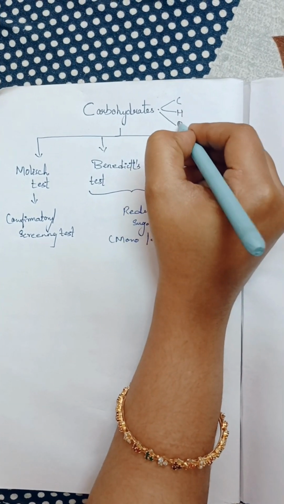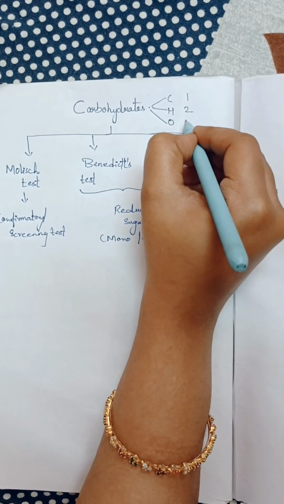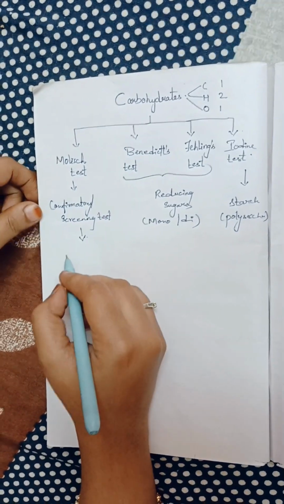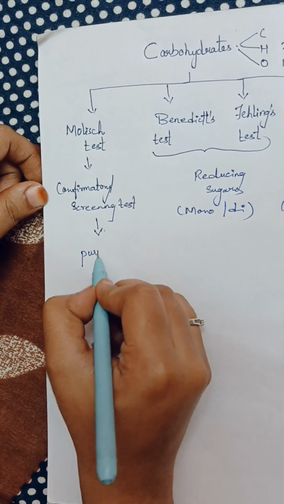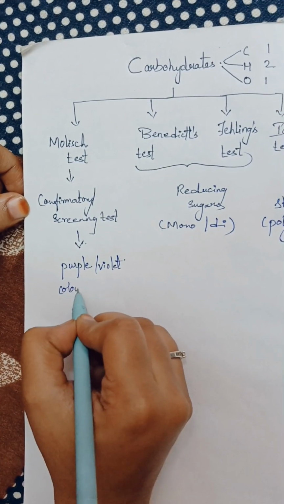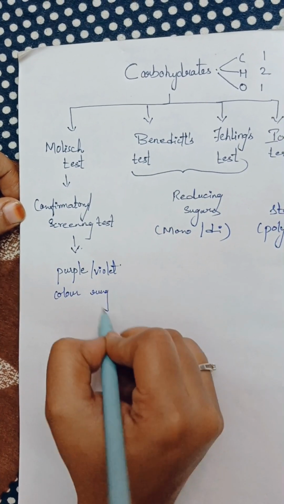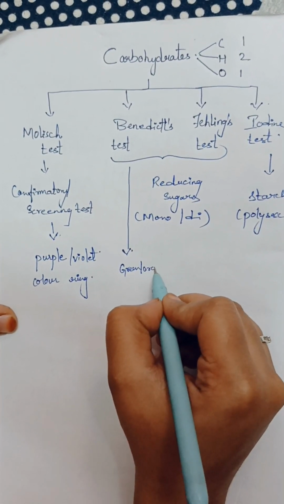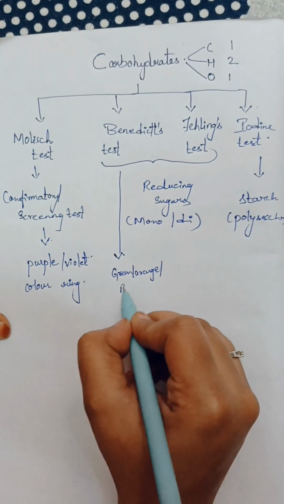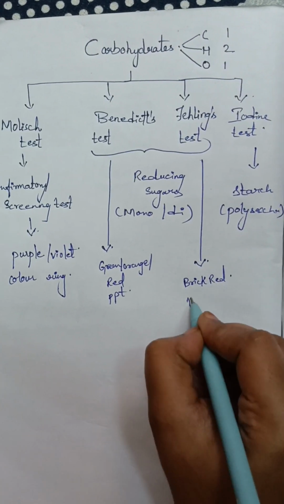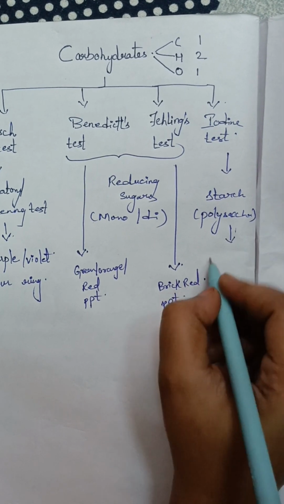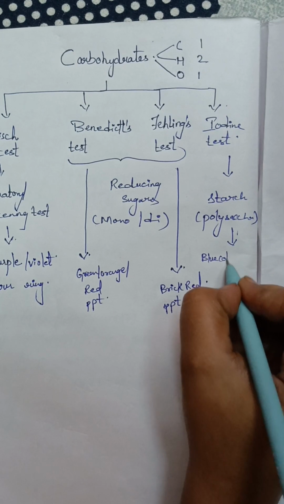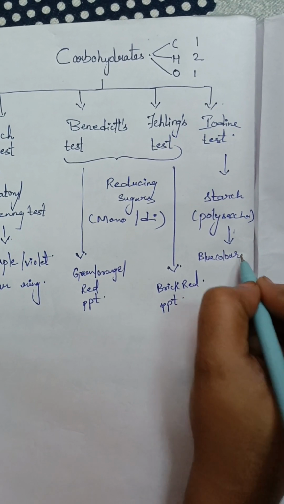Carbohydrates are usually considered as hydrates of carbon, containing carbon, hydrogen and oxygen in the ratio of 1:2:1. Talking about the color formation, you can see the formation of a purple or violet ring for the Molisch if at all carbohydrates are present in the given sample. For the Benedict's test, you can see a green, orange, red or yellow color precipitate. It depends on the intensity of the reducing sugars present in the sample. For Fehling's, you can see a brick red precipitate, and for iodine you can see a blue color formation if the given sample is positive for the presence of starch.